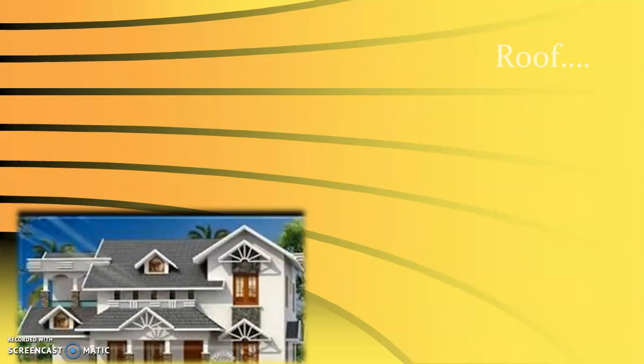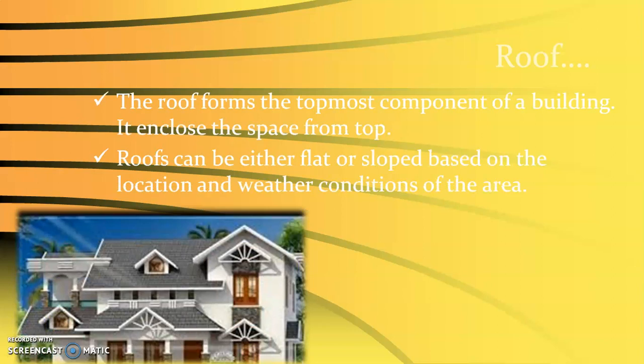Then comes the topmost part of the structure, which is called a roof. It forms the topmost component of a building. It encloses the space from the top. Roofs can be either flat or sloped based on location and weather conditions of the area. The figure indicates the different roles played by the roof, as they are equally important in making the structure beautiful and more pleasant to view from outside.